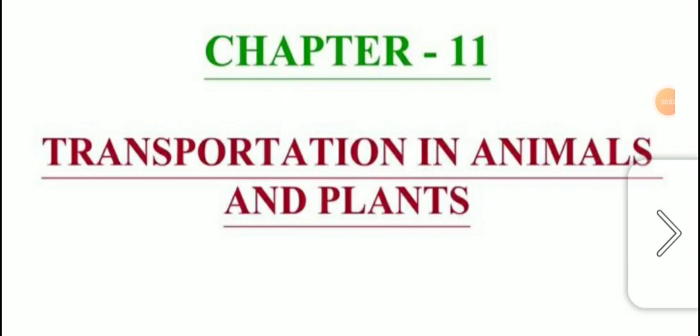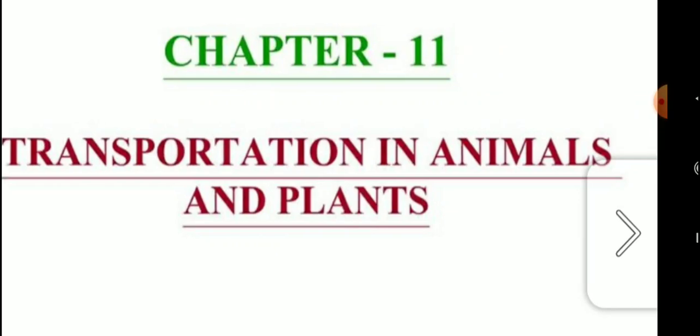Now we are going to learn about chapter 11, transportation in animals and plants. What is meant by transportation? Transportation means to transport, to move materials. For example, blood circulation transports blood to supply various organs. That is transport, in animals and plants. Now we will discuss transportation in animals and plants.